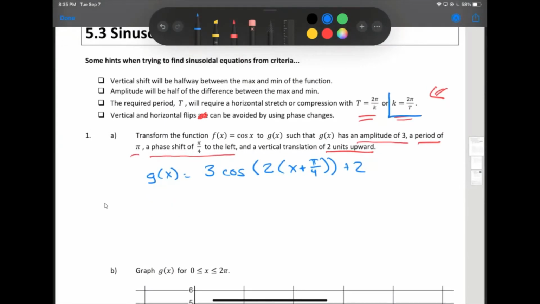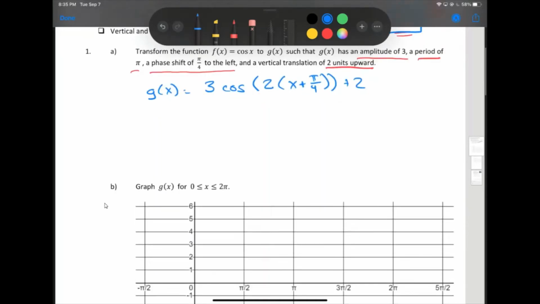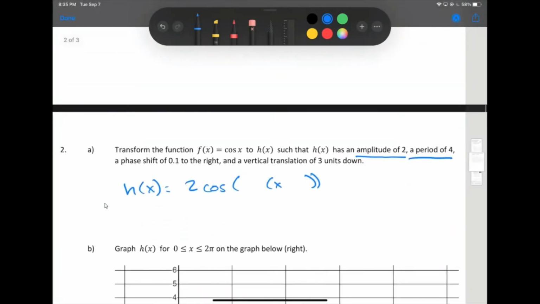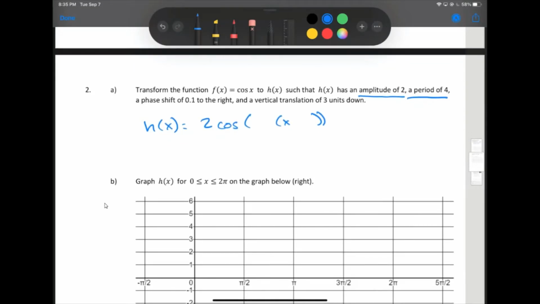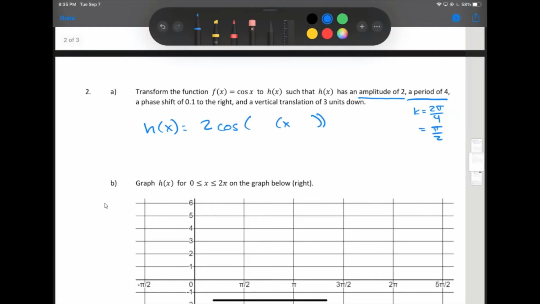So up here, k equals 2 pi over period. The period is 4, so we'll just say 2 pi over 4. I'm just going to, over at the side here, say k equals 2 pi over 4. Just a reminder, 2 pi over 4 is pi over 2. Okay, so we have a horizontal compression of pi over 2, which is like 1.57 or something like that.